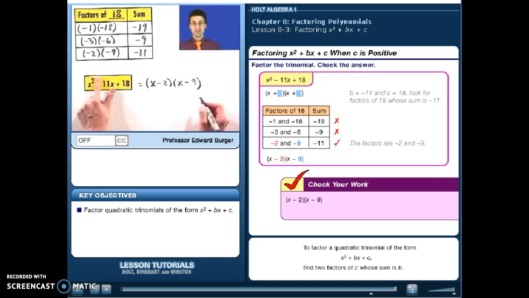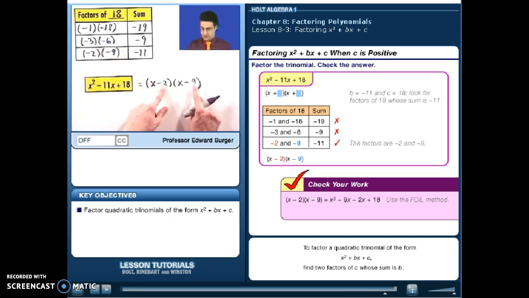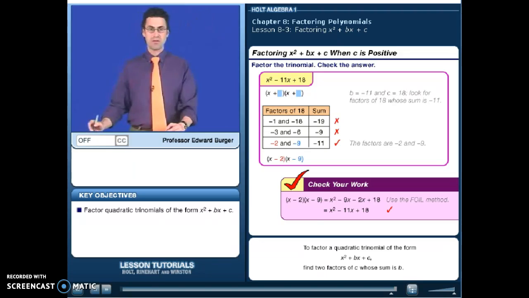Let's check and see if that really is okay or not. X times x is x squared. We have the outer terms being negative 9x, the inner terms being negative 2x. When I add them, I do get negative 11x. You can see how this chart is now filling into place. Negative 2 times negative 9 is actually positive 18. This actually checks, and you can see we're factoring trinomial quadratics now, and we're doing it quite nicely.